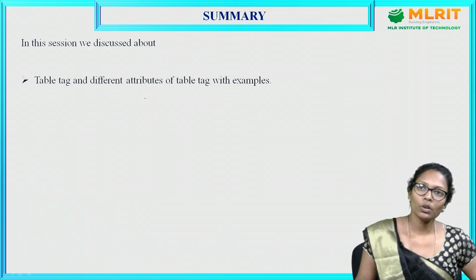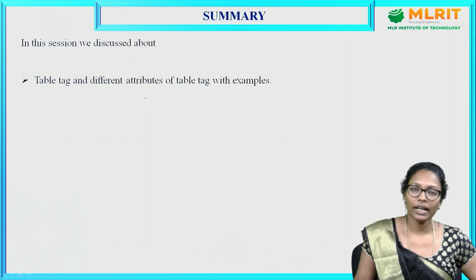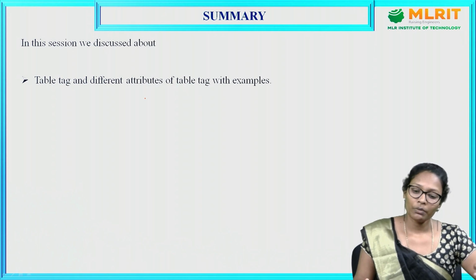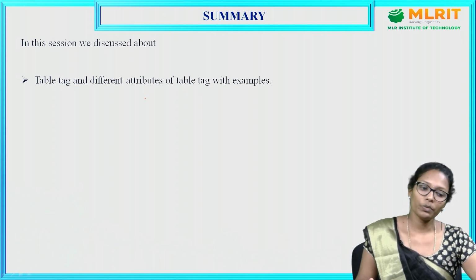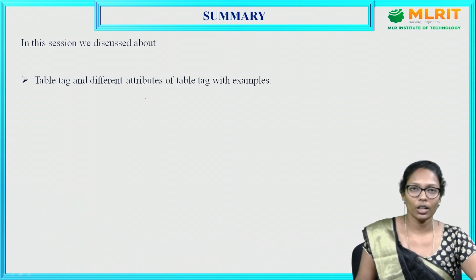So in this video, we have seen the table tag and different attributes like border, BG color, alignment, cell spacing, cell padding, and we also have seen the attributes of the TD tag or TH tag. That is row span and column span.